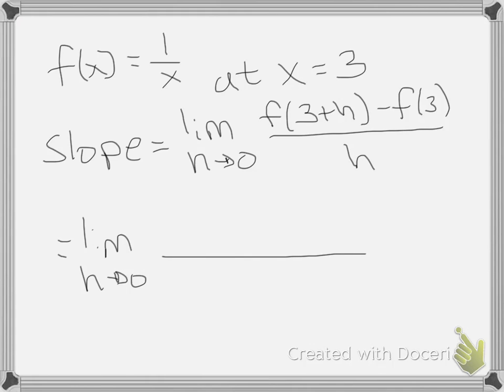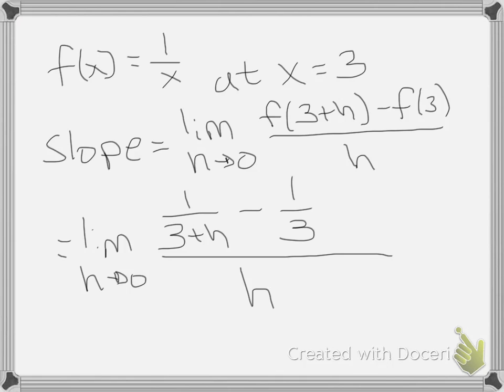So my equation is 1 over x. So replace the x with 3 plus h. You'll have 1 over 3 plus h, minus f of 3, just plug in 3, you get minus 1 over 3, and all of that is over h. If I were to plug in 0 for h right now, I would get 1 over 3 plus 0, which is 1/3, minus 1/3, which is 0, divided by 0, which we can't do. It's not a number, so 0 over 0 means we get to play around with it.